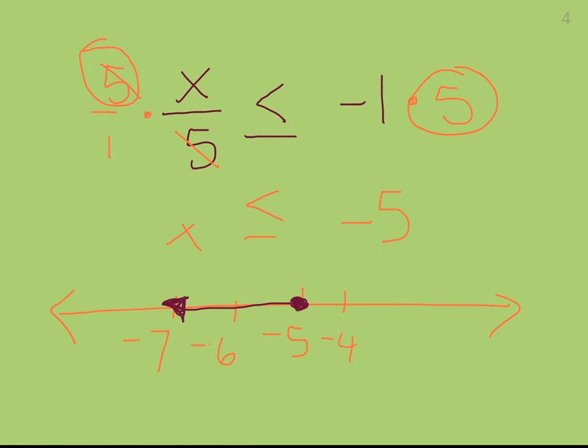And that's it. So again, last thing I'm going to say, if you multiply or divide both sides of an inequality by a negative number, you have to flip the inequality sign. Just flip the inequality. If it's or equal to, the or equal to stays there, but if you multiply or divide by a negative number on both sides, you have to flip the inequality over.